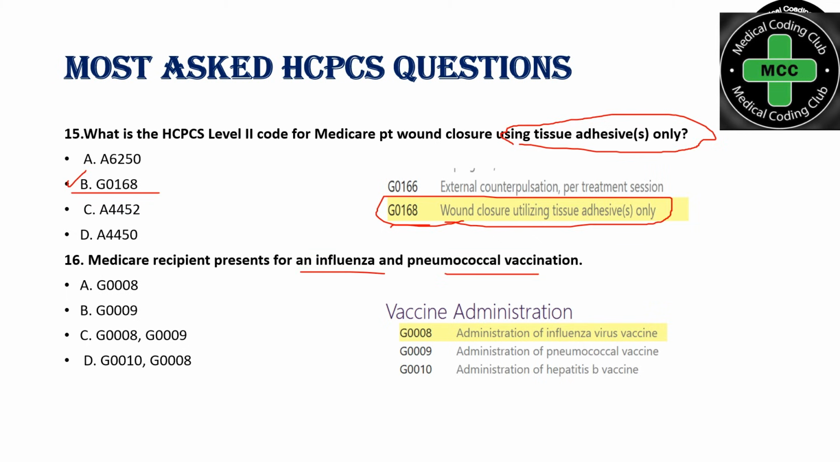Last question, a Medicare recipient presents for an influenza and pneumococcal vaccination. For a Medicare patient, the influenza vaccine administration code is G0008, and for pneumococcal, G0009. So the answer is C. We will select answer C.